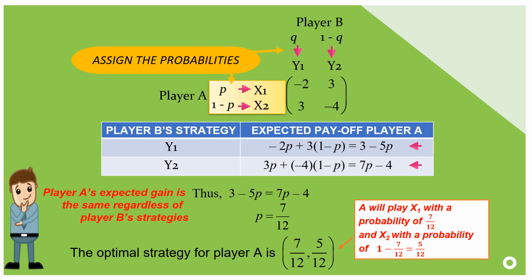Thus, the optimal strategy for player A is to play X1 with a probability of 7/12 and X2 with a probability of 5/12.